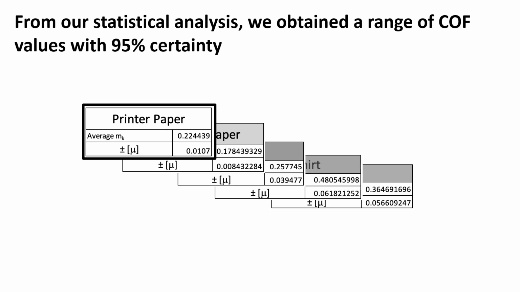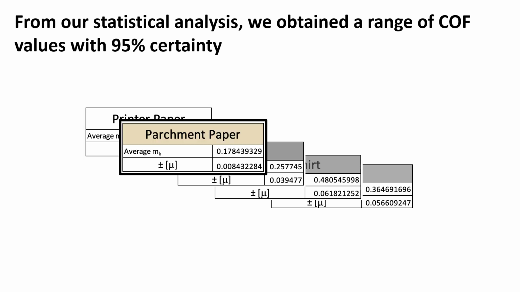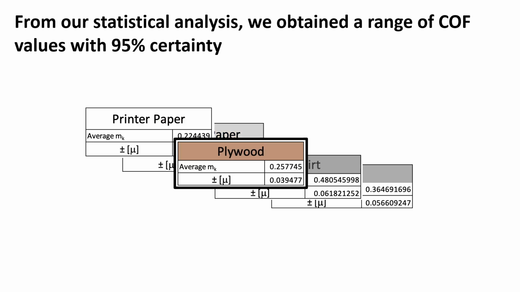From our statistical analysis, we obtained a range of coefficient of friction values with 95% certainty. For printer paper, the average value was 0.224 plus or minus 0.0107. For parchment paper, the average value was 0.1784 plus or minus 0.0084. For plywood, our average value was 0.257 plus or minus 0.039.